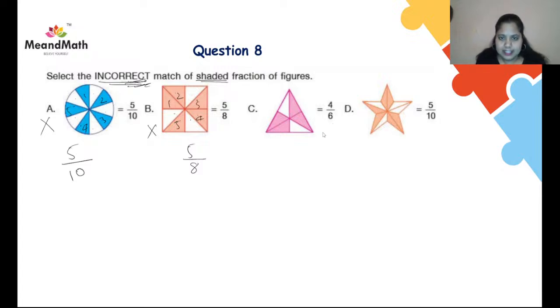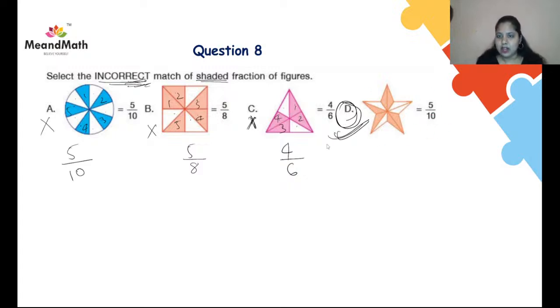4 by 6. Okay, 1, 2, 3, 4, 5, 6. So the denominator is 6. And then we'll count the shaded part. 1, 2, 3, 4. 4 by 6. So this is the correct match, so this can't be the answer for this question. Right? Okay, so option D is the only one left out. So clearly that is the answer, right? But we'll check again and then we'll go ahead.